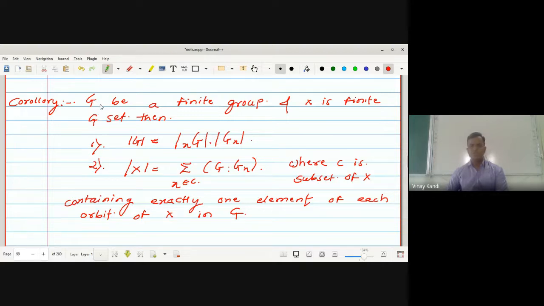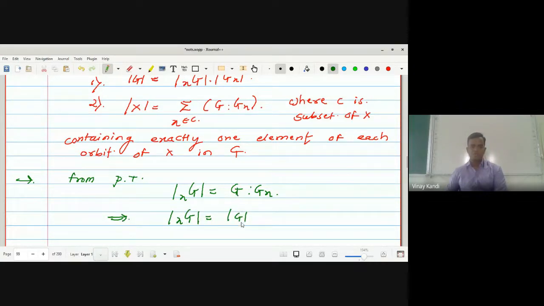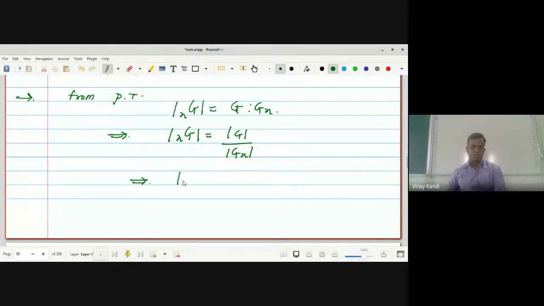Let G be a finite group and X be a finite G-set. First we show that the order of G is equal to the order of the orbit of x times the order of G_x. From the previous theorem, the order of the orbit is equal to the index of G_x in G. That implies the order of the orbit is the order of G upon the order of G_x. Taking this to the left side, the order of G is the order of the orbit times the order of G_x. This is the proof of the first part. Any doubt?